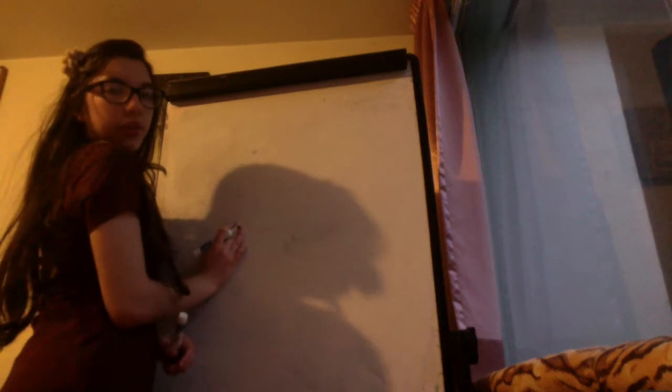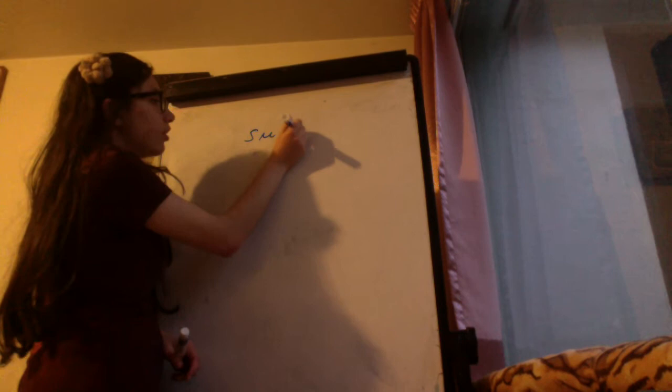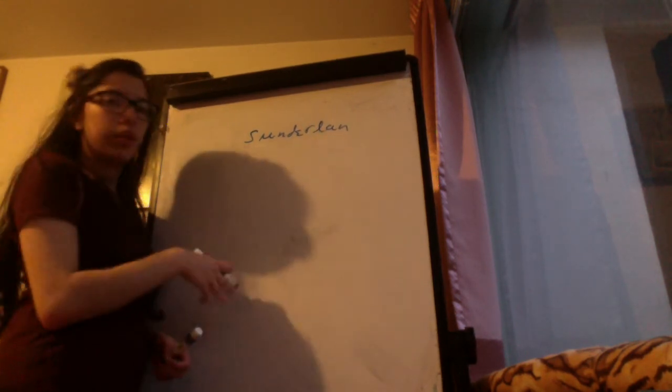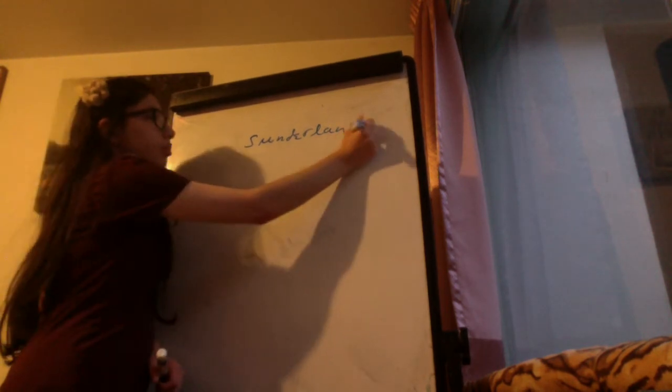We're going to see now the classification or scale of Sunderland. This would be for the damage to the peripheral nerve, the degrees of the damage, and it is divided into 5.